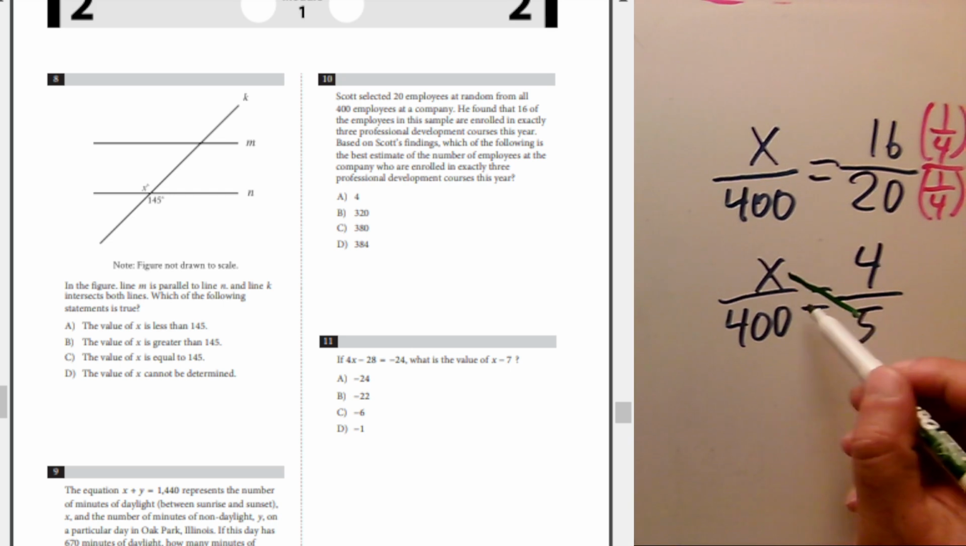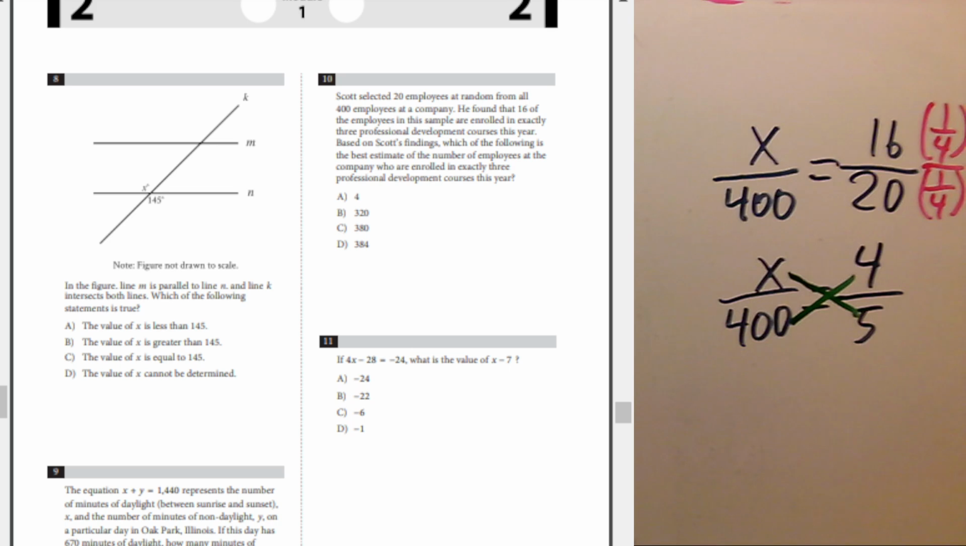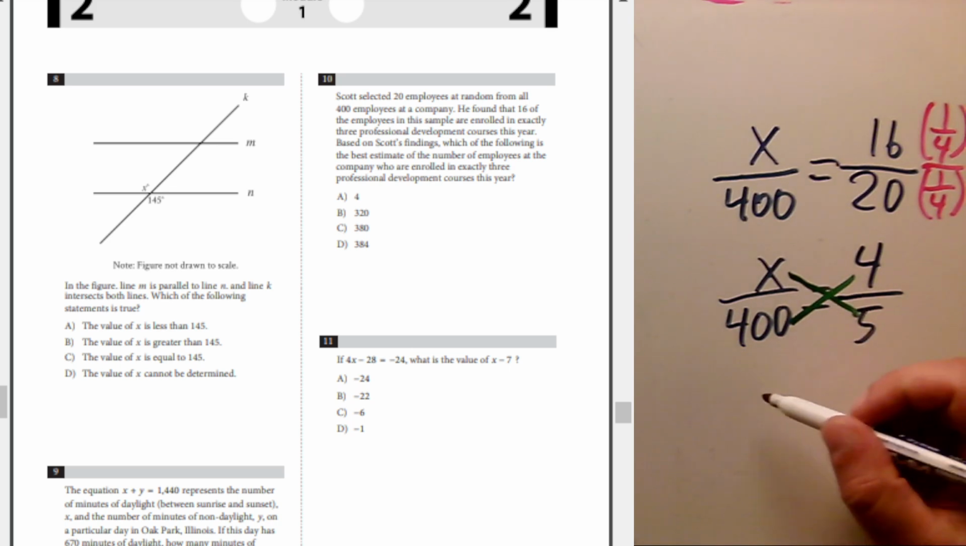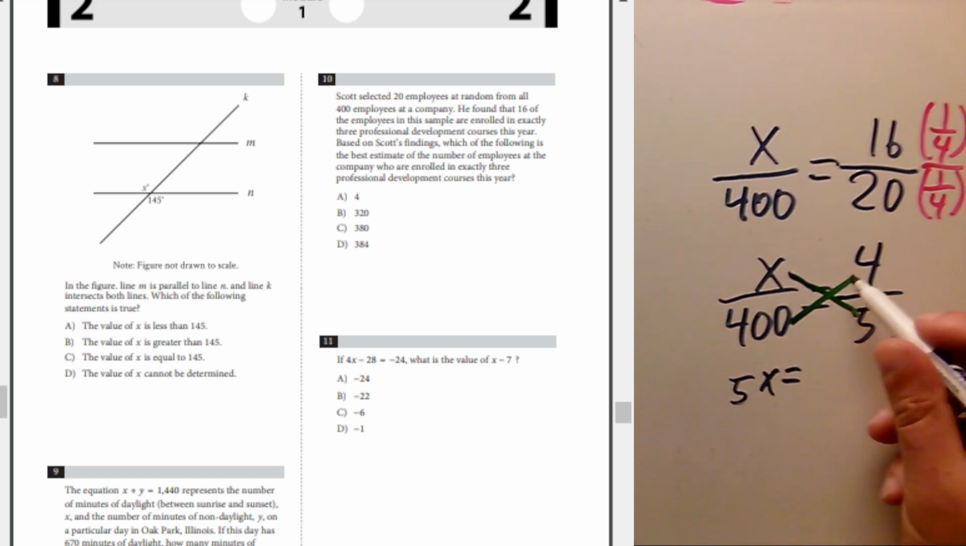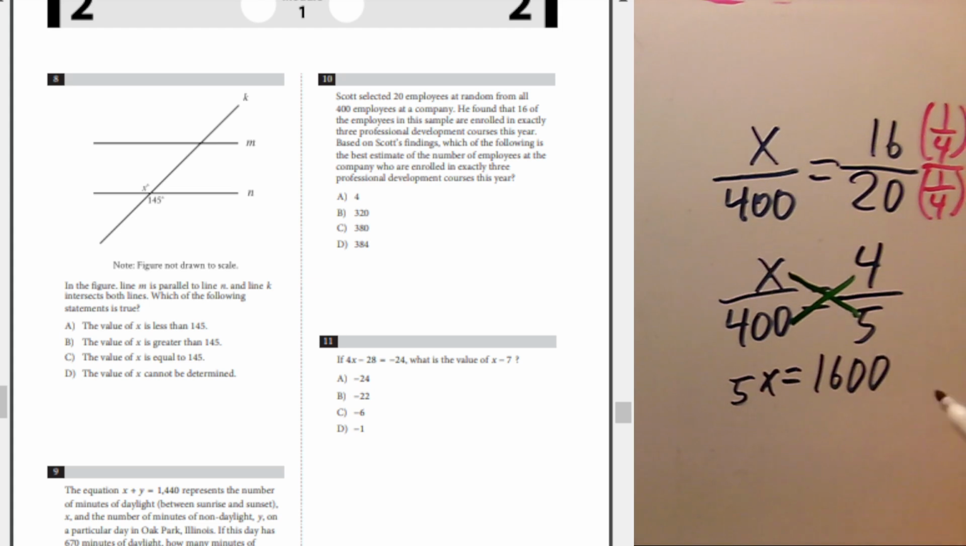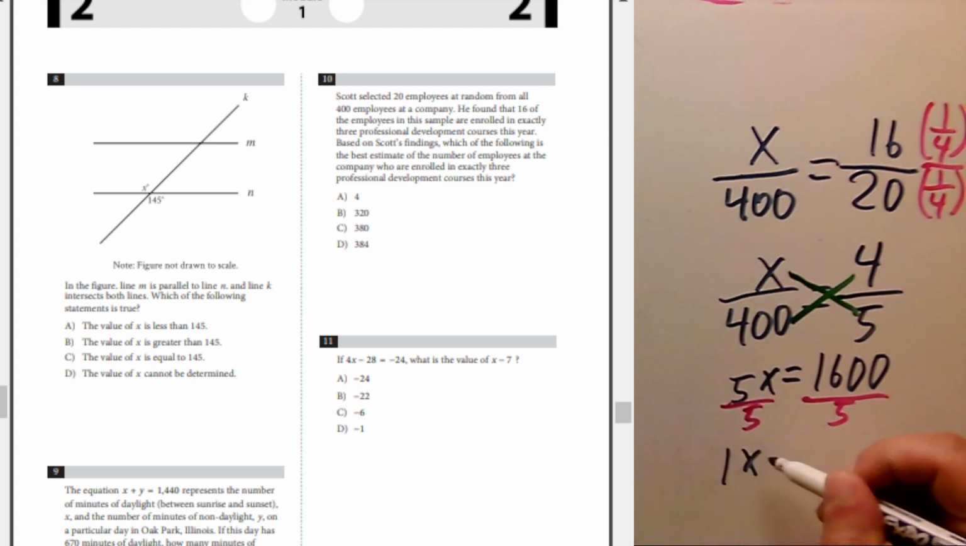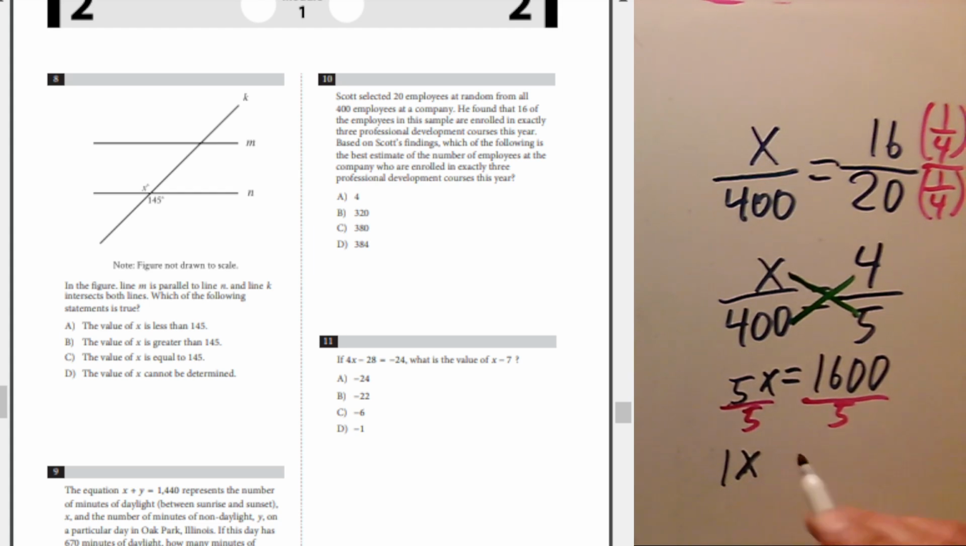Now we want to cross multiply these. What that means is 5 times x equals 4 times 400, 1600. Now we have 5x equals 1600. We want to get that x by itself. What is being done to the x? It's being multiplied by 5. So you want to do the opposite of that, which is dividing by 5. And so 5 divided by 5 is 1. So we could write 1x. But we don't have to write 1 times x, because 1 times x is equal to x.